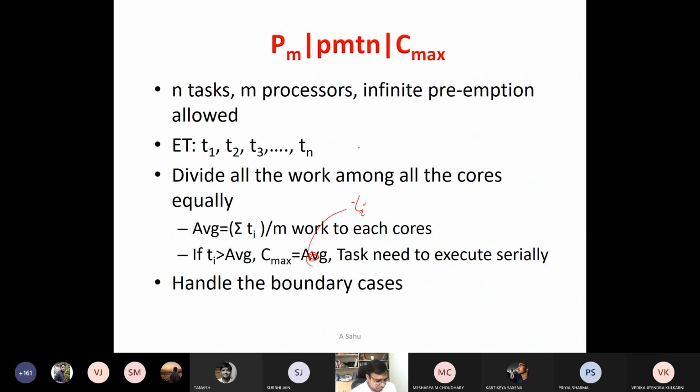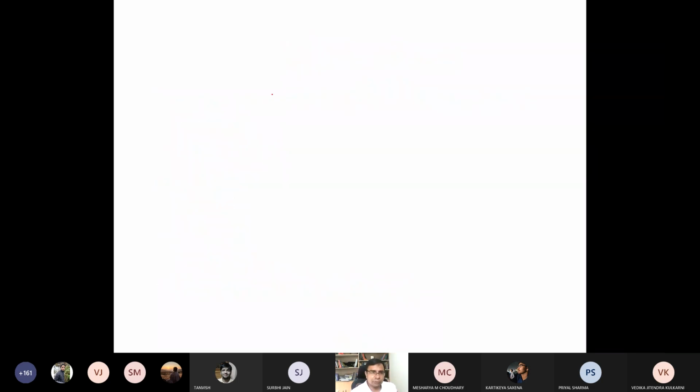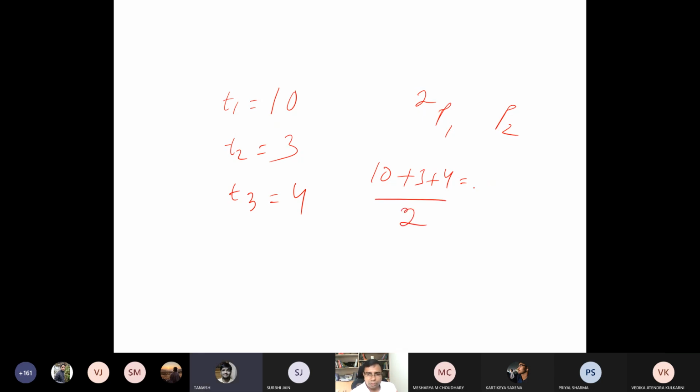Let me give an example, so it's better. Suppose one task has execution time t1 equal to 10, t2 equal to 3, and t3 equal to 4. Suppose 3 tasks and 2 processors, P1 and P2. What will be the average? 10 plus 3 plus 4 is 17. 17 by 2 is 8.5.